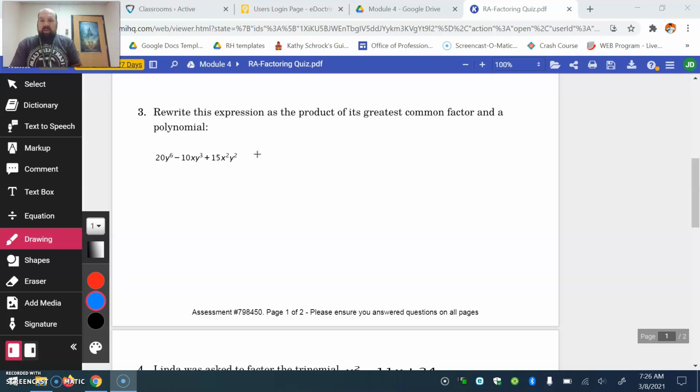Okay, number 3. Rewrite the expression as a product of greatest common factor and a polynomial. So right away, there's a big hint. We need a GCF, okay? So what is the GCF? Now, when I look, first thing I focus on is the numbers, okay? Ignore the adding and subtracting for now. What is a common number here, okay? Then look at the variables. There is a couple of them, but only one that is all the way through.